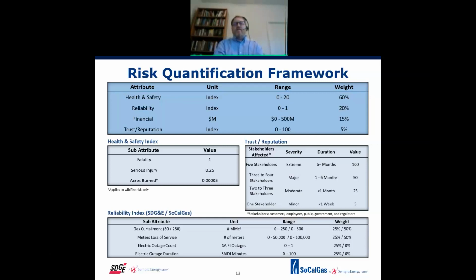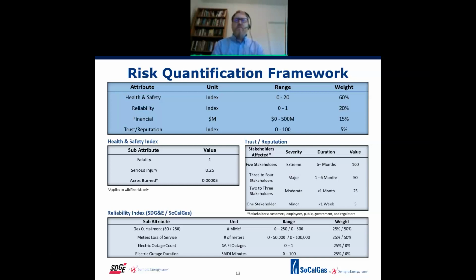Then on the weights, it's also important to know because SDG&E serves both gas and electric, the weighting for the reliability sub-attributes is equal at 25% each. But SoCalGas doesn't have the electric service, and so the weighting is 50% for each of their sub-attributes, gas curtailment and gas meters loss of service. That's the reliability index.